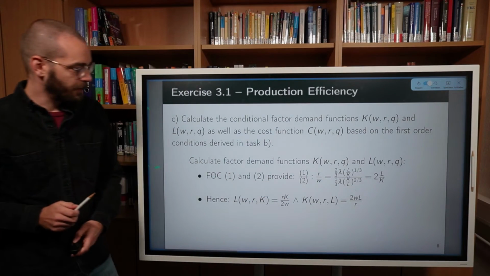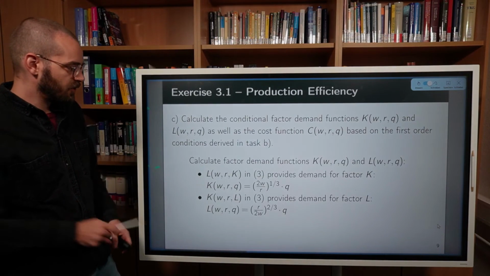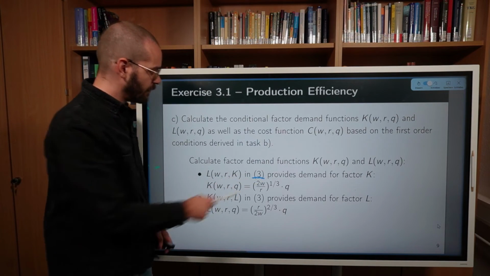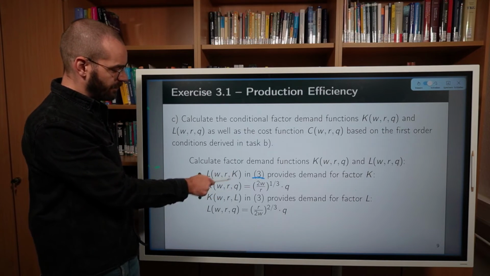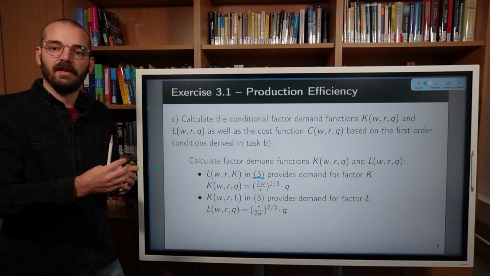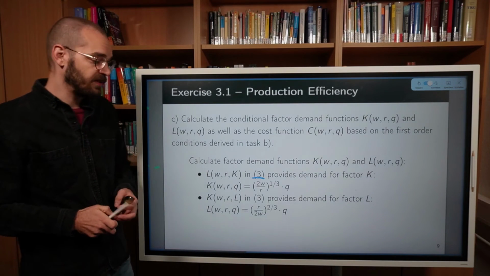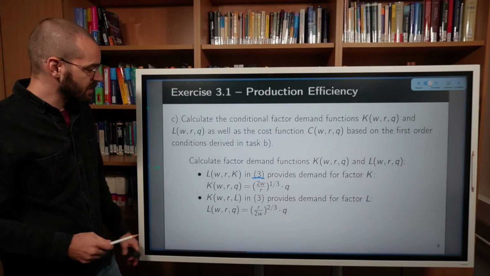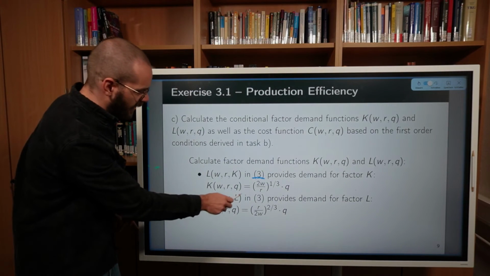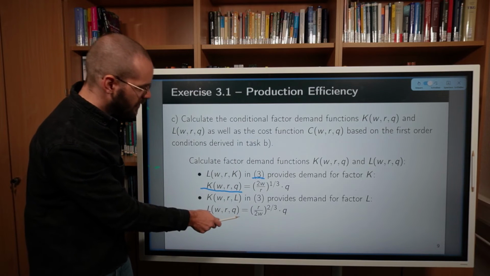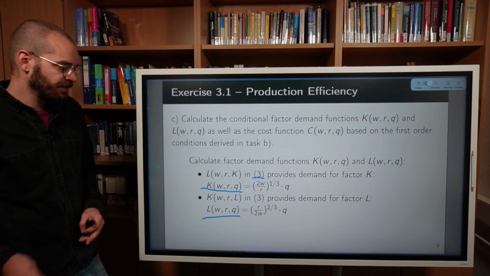And that's exactly what we are doing on this next slide. So we are using the third first order condition in order to substitute away the respective other input factor in this expression on the previous slide. And doing this, we can then find that we have these conditional factor demand functions.